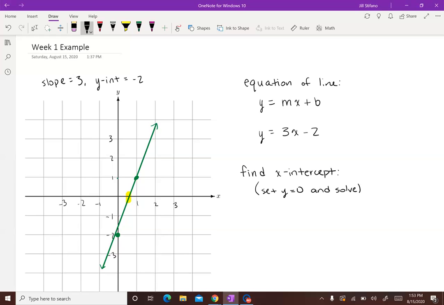So we have our equation, y equals 3x minus 2. If we set y equal to 0, we get 0 equals 3x minus 2. We can move the 2 to the other side, and we get that x equals 2/3. So our x-intercept is 2/3.